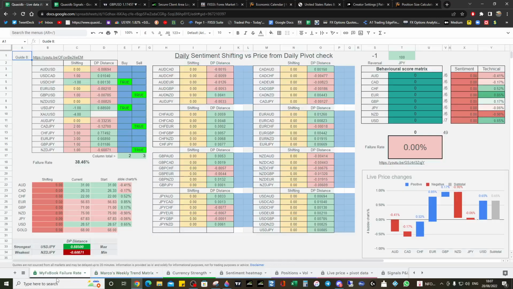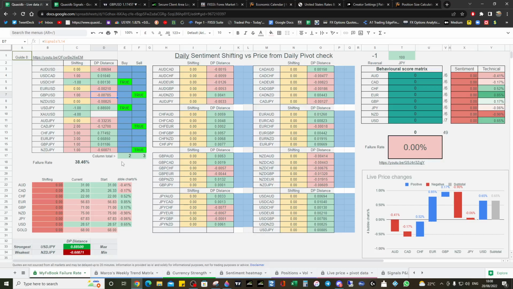And then the failure rate. So pound USD, let's say hypothetically we did get the trigger to sell. What you'd want to do is come to the MyFXbook failure rate and just ensure you had a red cell here that indicates that they're long, and you've got a red cell here indicating that price is below the daily pivot. So that would be a confirmation that they're going to be wrong, right? Normally they've gone long, price fell. So those are the four things that I would do, and how to use the spreadsheet if we get the pound USD signal.